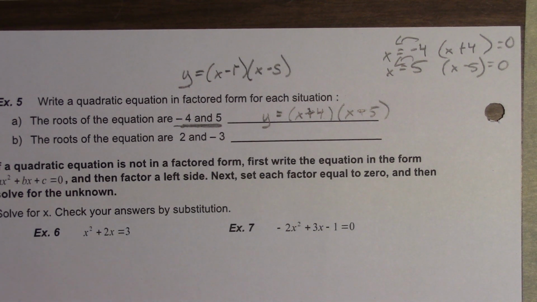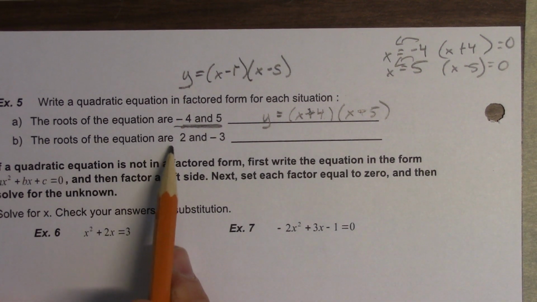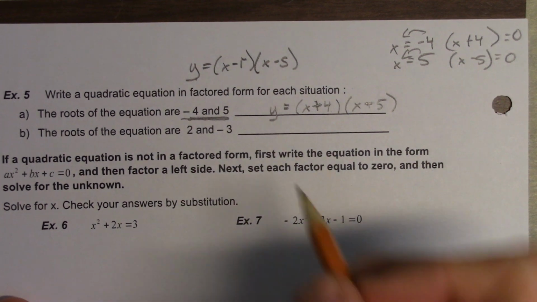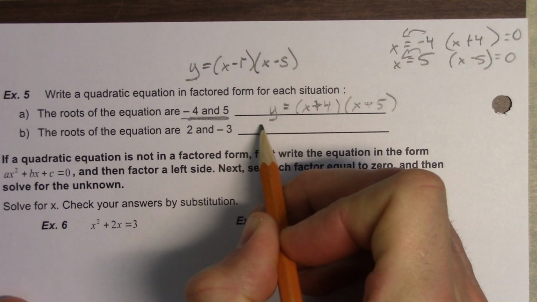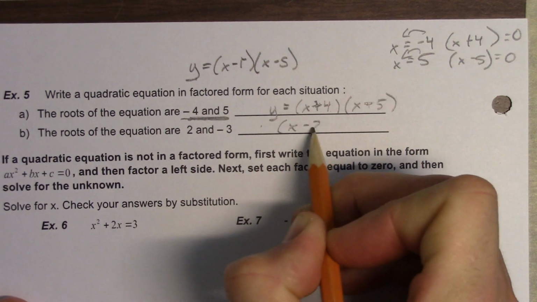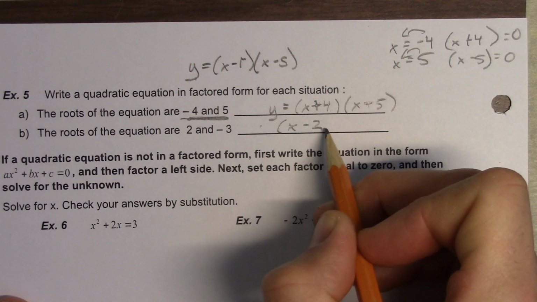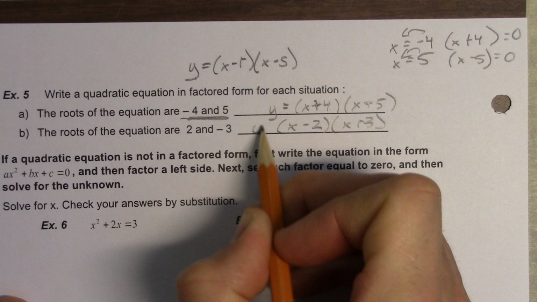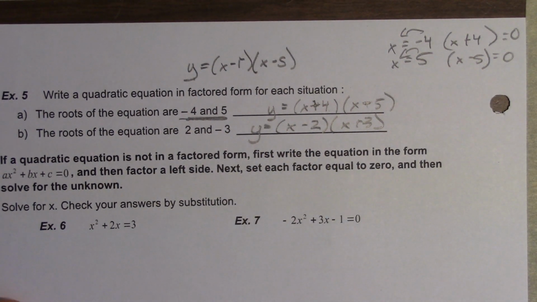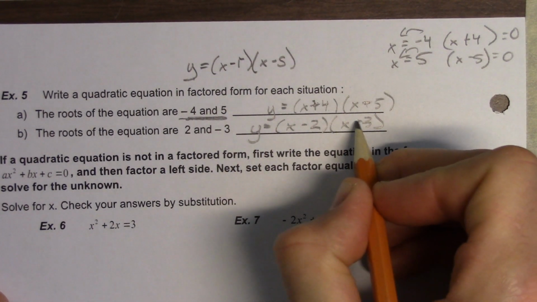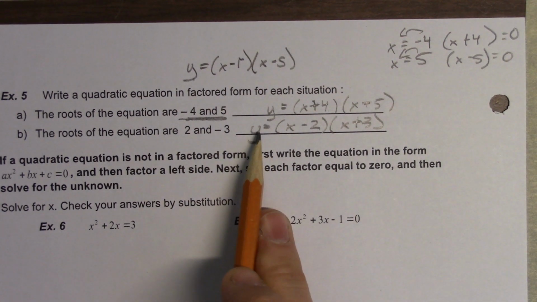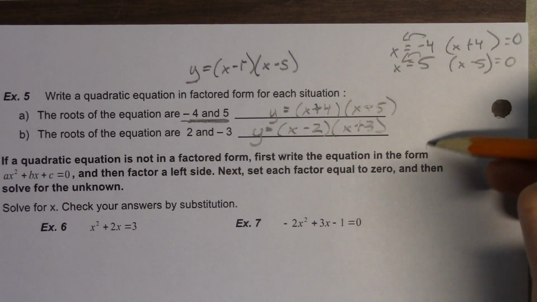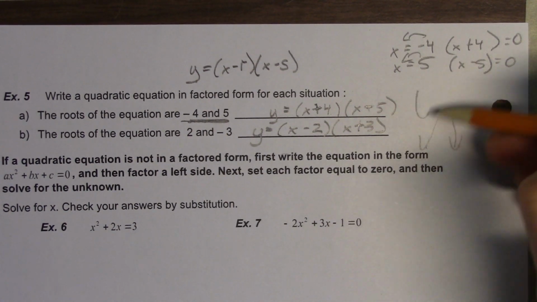All right, Stefan, you're going to try this one. The roots of the equation are 2 and -3. What am I going to write? Bracket x minus 2, and then bracket x plus 3. Excellent. And I would just put y equals in front, because this is a quadratic equation, so we need to know that's the y value. Y is describing how this parabola goes.